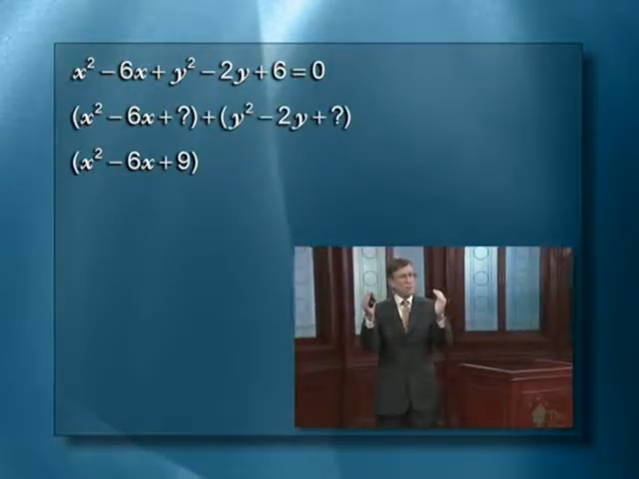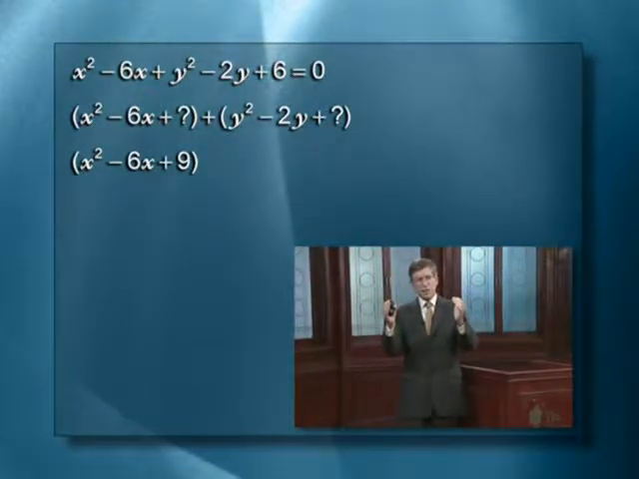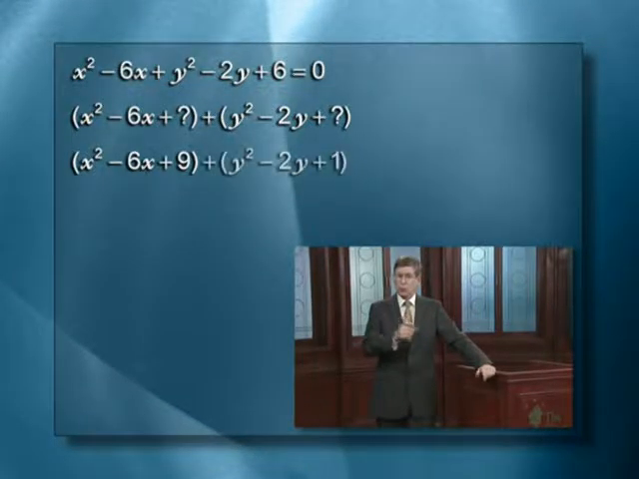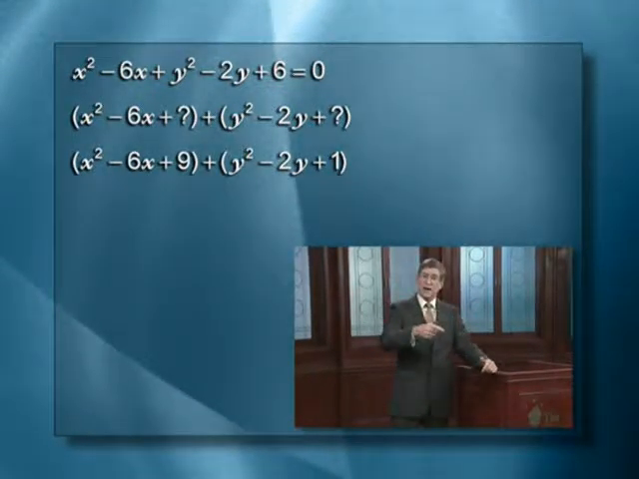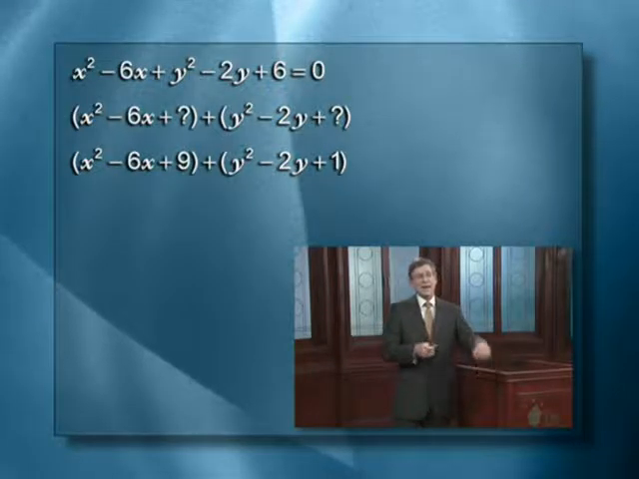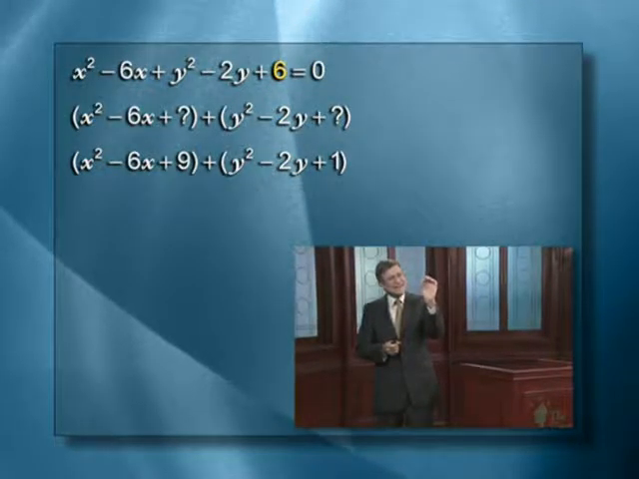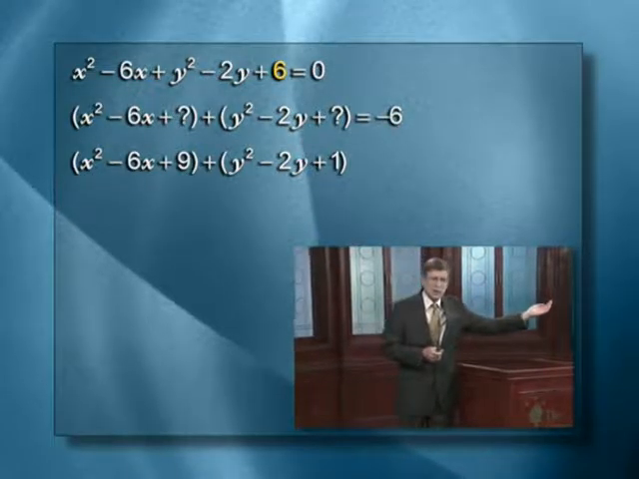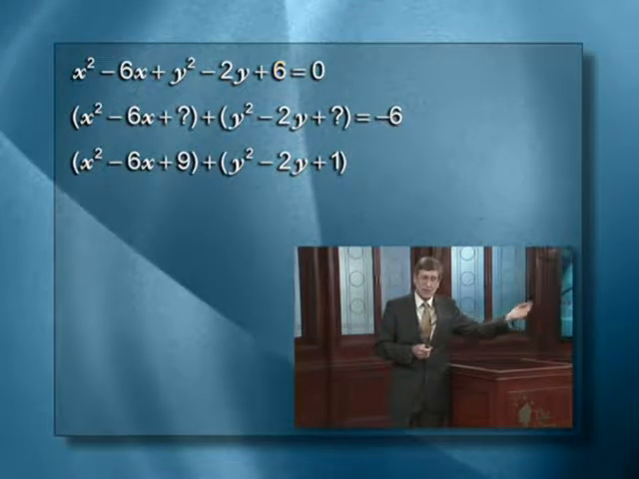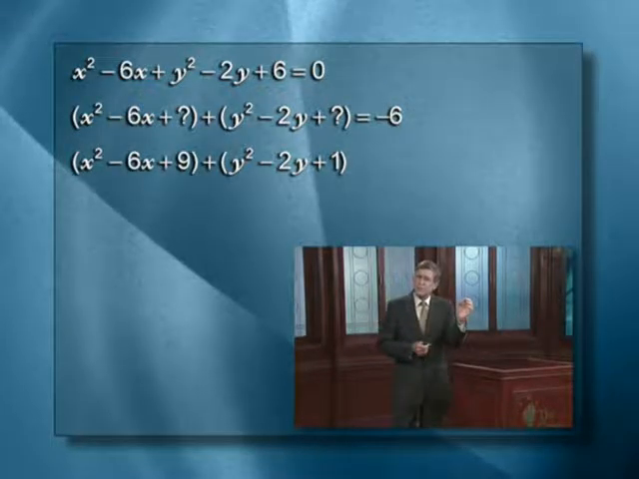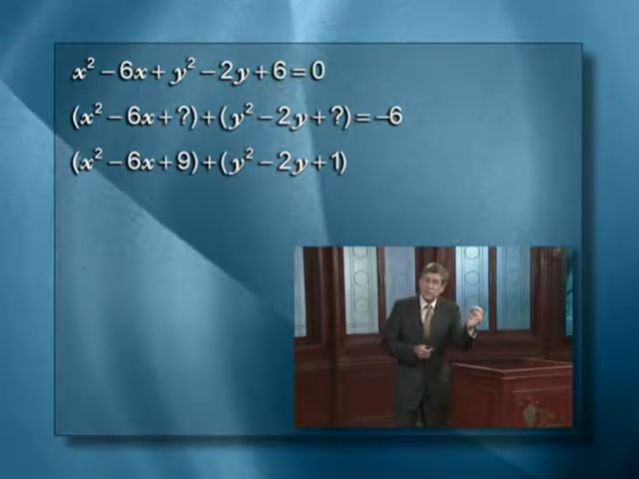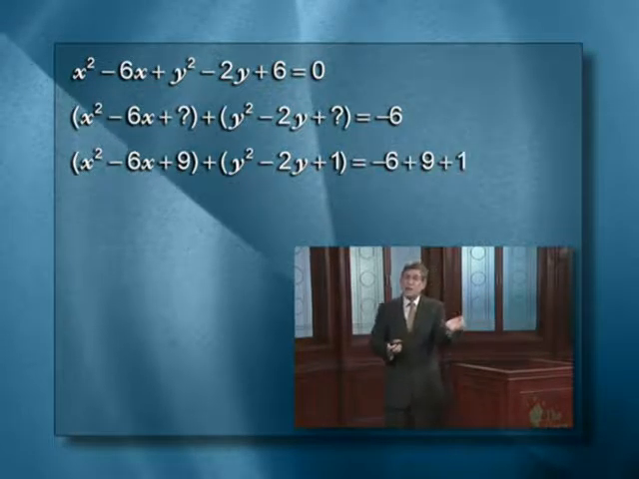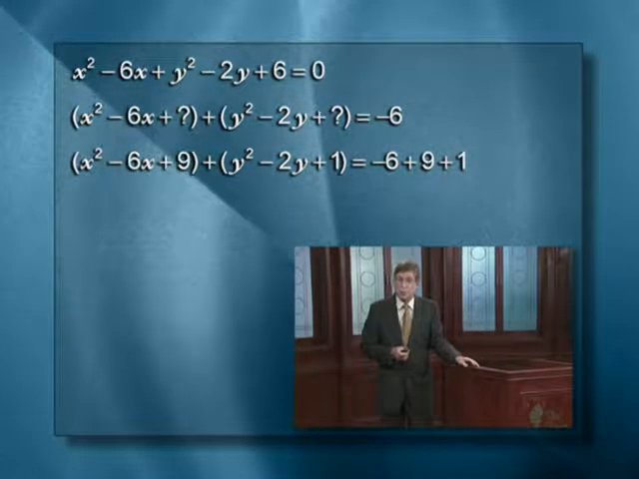Now look at the y, folks. Y squared minus 2y plus something. Well, that's pretty easy to see. You would add 1. That's 2 divided by 2, squared. Now, what about that 6 that was in the original equation? First of all, move it to the other side, so it becomes minus 6. And we changed the problem, didn't we? We added a 9, and then we added a 1 to complete the squares. So add the 9 and the 1 on the other side as well.